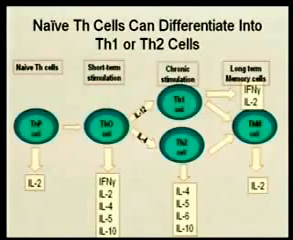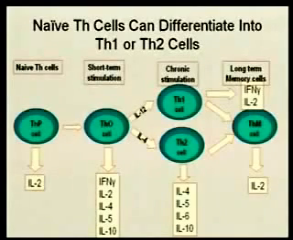From this stage, they can then differentiate into two different types of cells, a Th1 cell and a Th2 cell. The Th1 cell, as we mentioned before, plays a critical role in the cell-mediated immune response. As you can see here, these cells can produce cytokines such as interferon gamma and IL-2. And as you'll remember, interferon gamma and IL-2 play a very critical role in stimulating the cell-mediated immune response.